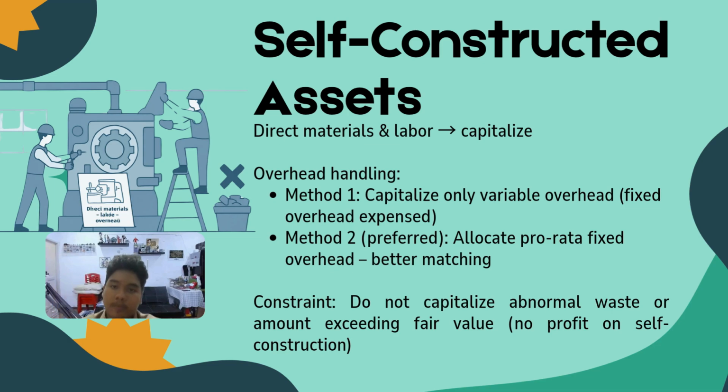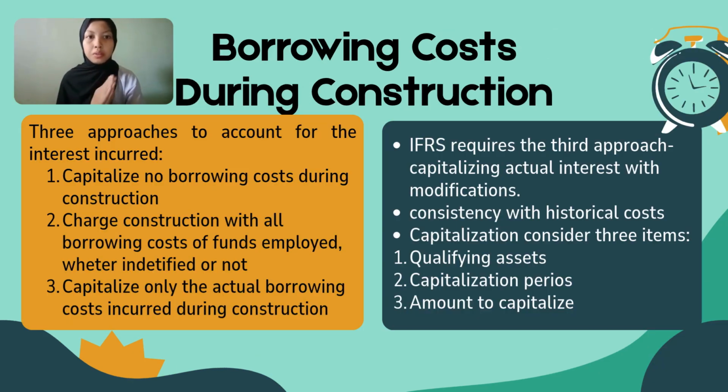That's all. So now continuing to borrowing costs during construction, there are three approaches to account for the interest incurred. One, capitalize no borrowing cost during construction. Two, charge construction with all borrowing costs of any funds employed, whether identified or not. And the third is capitalize only the actual borrowing cost incurred during construction. So IFRS requires the third approach, capitalizing actual interest with modification. This is also consistent with historical cost. The capitalization is concerned with three items, which are qualifying asset, capitalization period, and amount to capitalize.